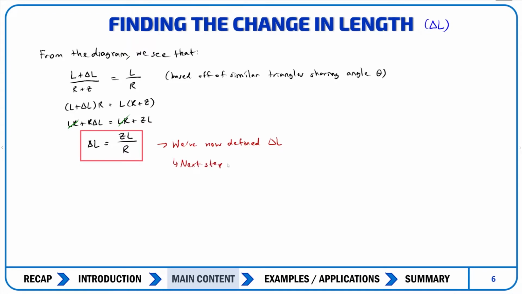The next step is to look at the spring constant. And just to simplify matters, we would call this the DNA spring constant, K.